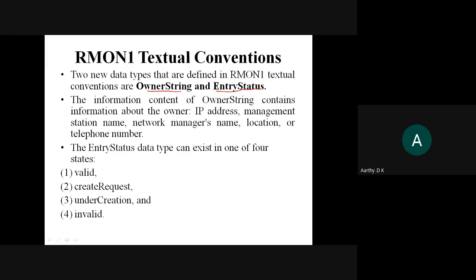We have seen the if table and augmented table, all those things, right? So the entry status data type is used to indicate the status. It can be either valid, create request, under creation, or invalid. Valid means that the component is available for usage. It is available, it is still working. Create request means you are creating a new entry onto the table.